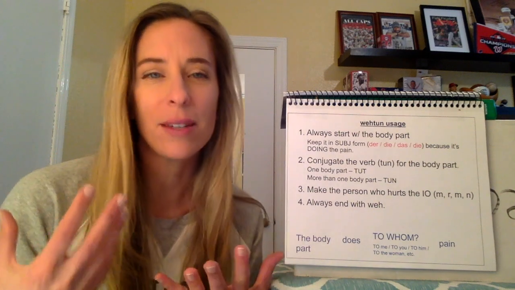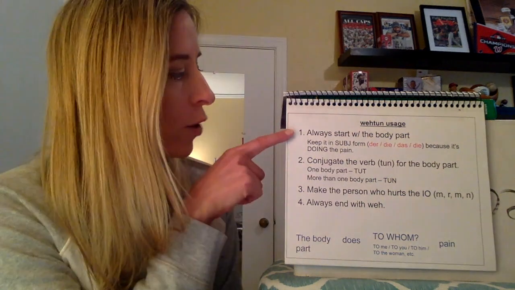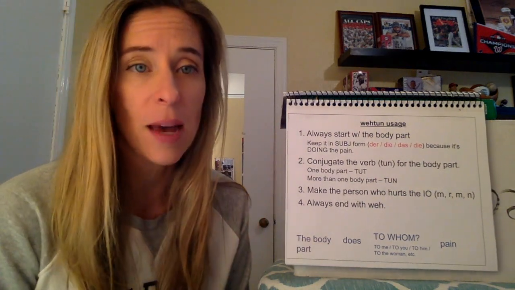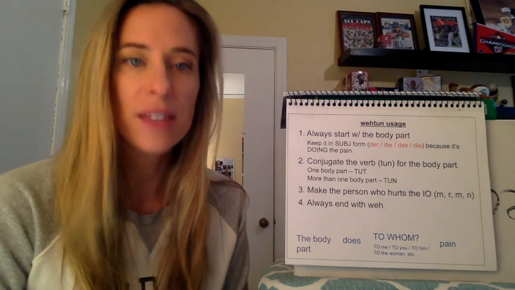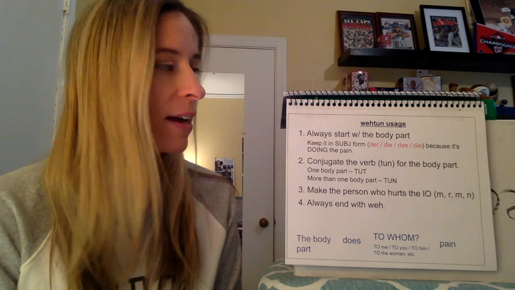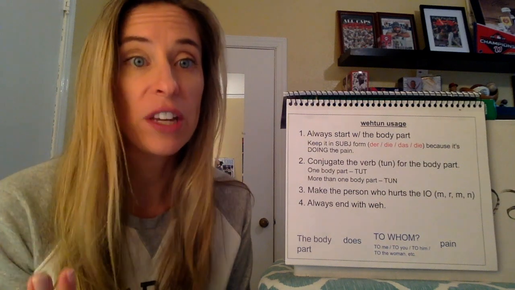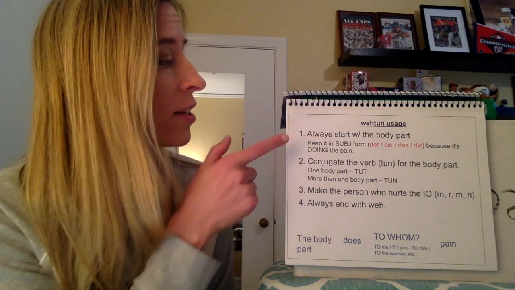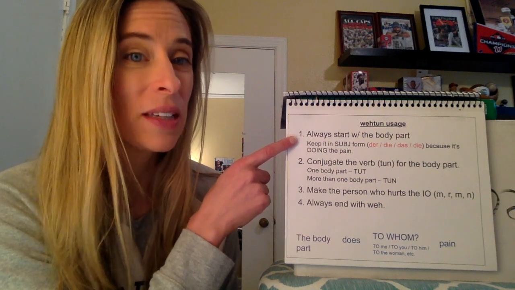And so I know it's a little bit confusing. It's just so different from English, but we have this formula here. And so if you follow these steps, it's very easy. And so we're just going to go through each of these and then we'll look at some examples. All right, so step one, to make a sentence, like for example, my head hurts or do your feet hurt? We are always going to start with the body part because that's what's doing the pain.